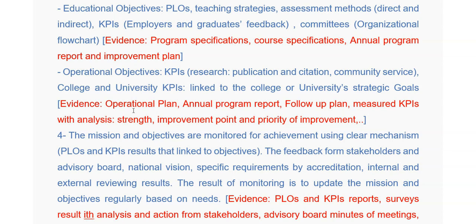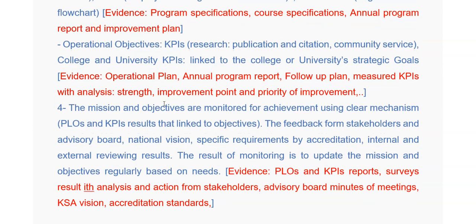and at university level. So when the university measures a KPI at university level, it will collect data from programs and from colleges, and it will calculate the average. For example, for the university publication rate, it will collect all the research from all programs, from all departments, from all colleges, and it will calculate the KPIs related to the publication rate. So this is about operational objectives.